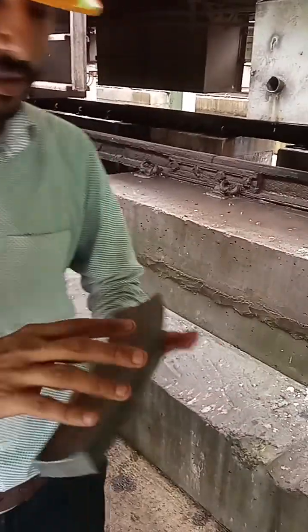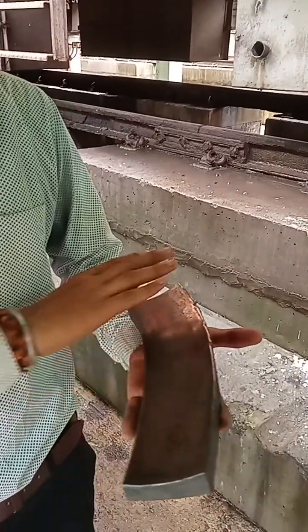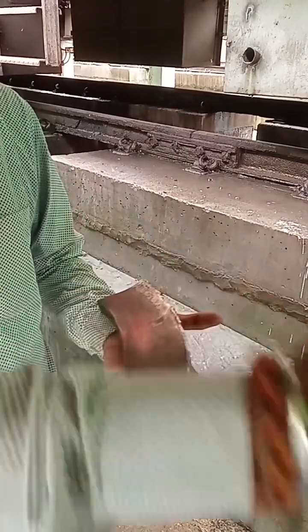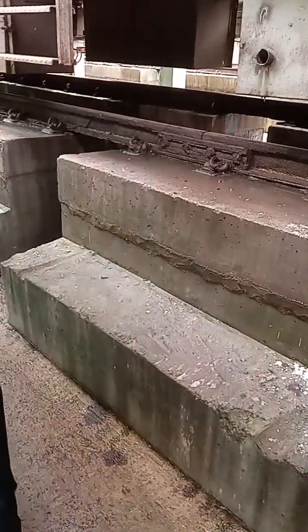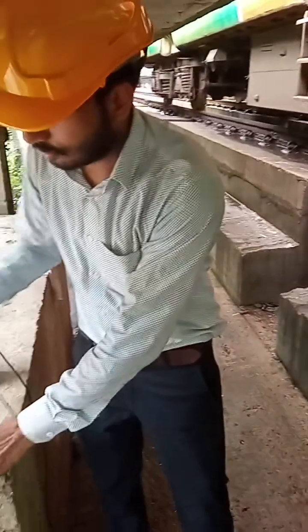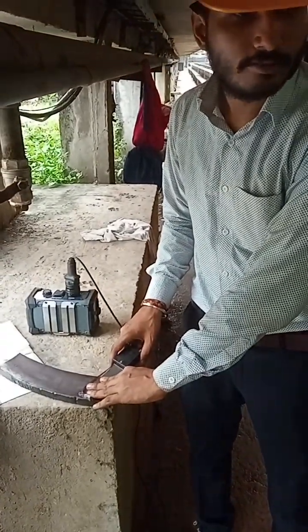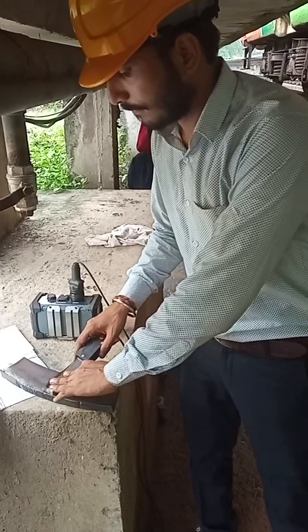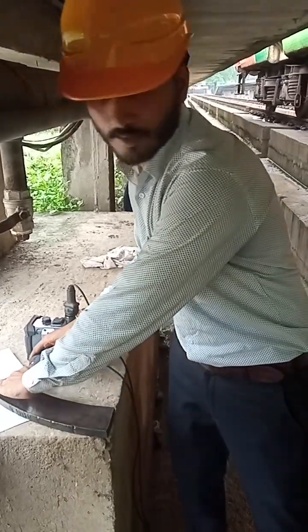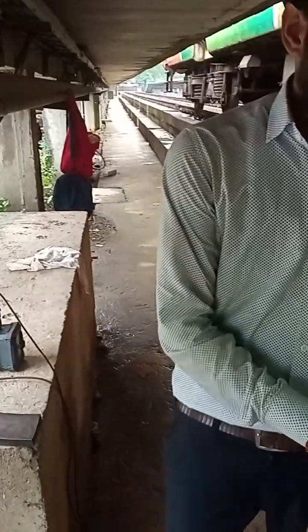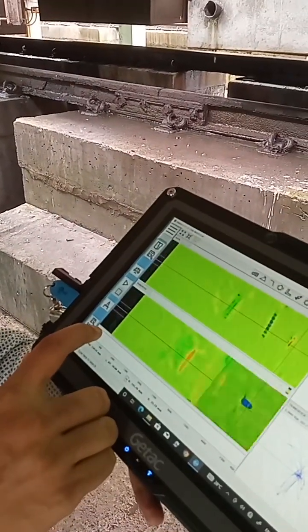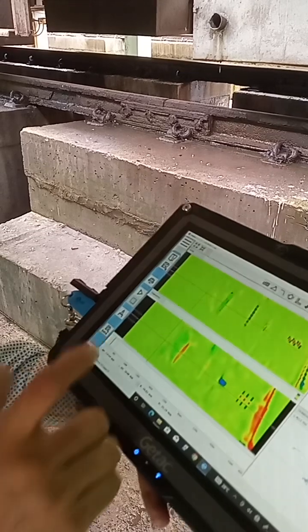Now we are going to scan this defect and see what result we are getting in our display or tab. So I am going to scan this. Start. Stop. Now, as you can see, I have scanned the data, and this is the data I got.